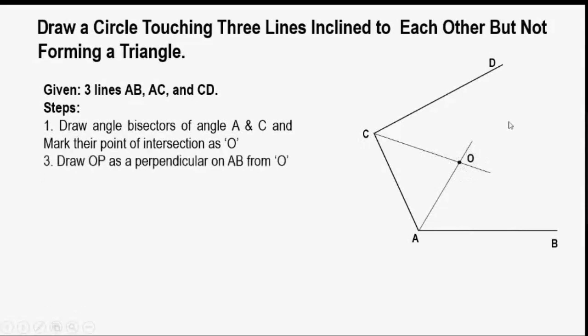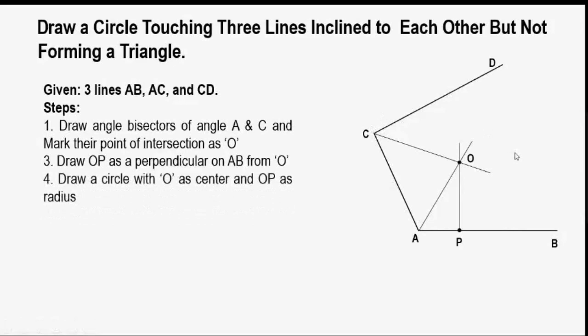From point O, draw a perpendicular on AB. Yesterday we had seen how to draw a perpendicular on a given line from an external point. So we draw a perpendicular and this perpendicular touches the straight line AB at point P. From point O, I have drawn here a perpendicular on AB. You can draw a perpendicular on AC or you can draw a perpendicular on CD.